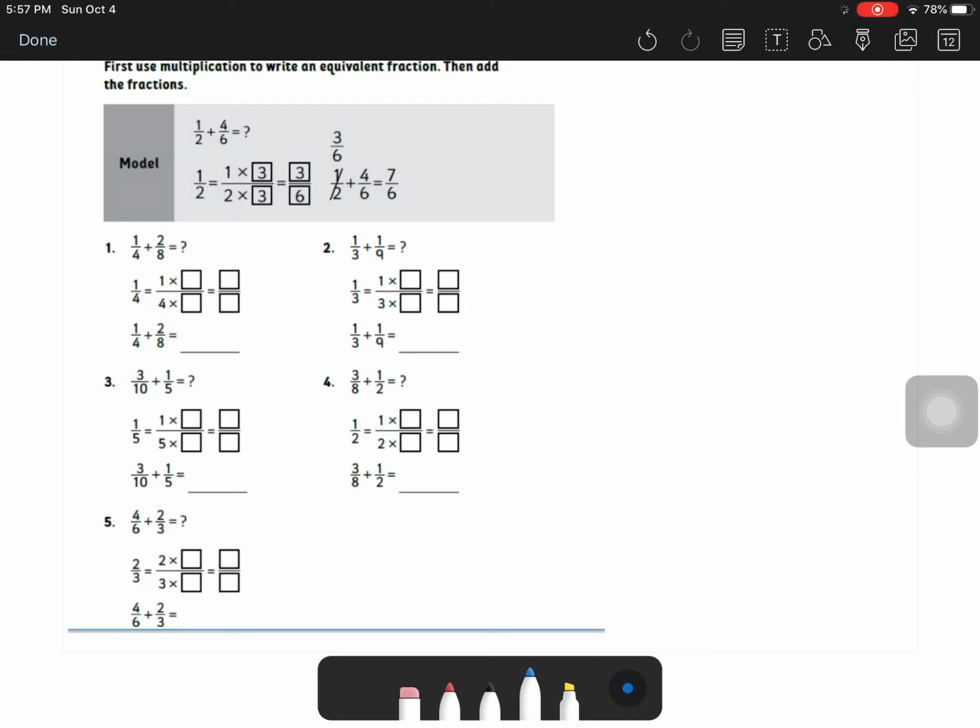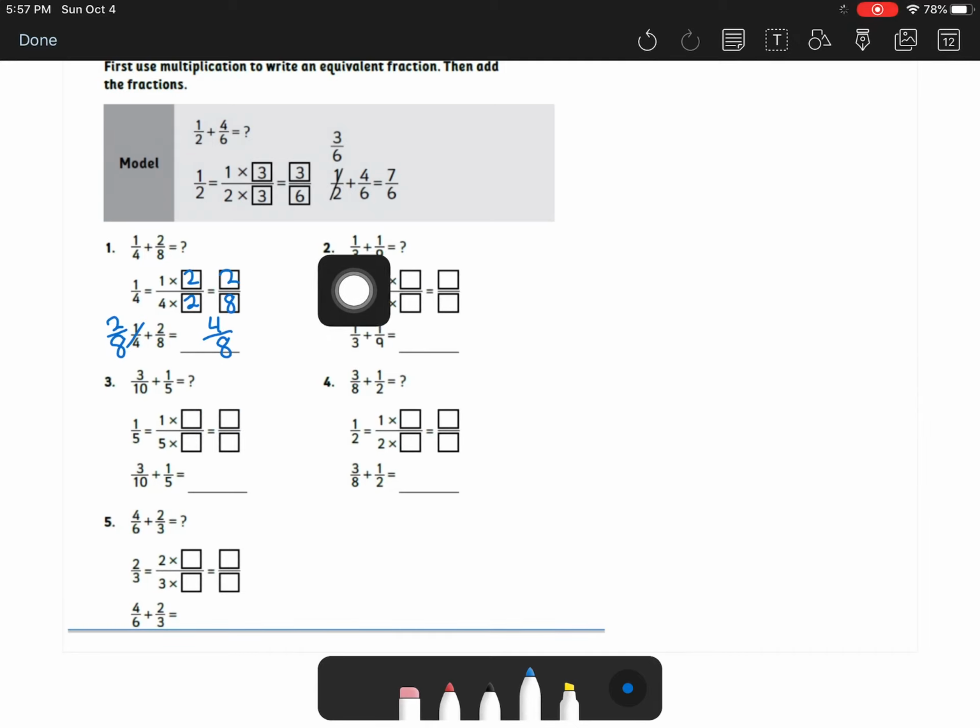And so in the first one, we have 1/4. And we're adding to that 2/8. So we need to change that 4 into an 8. So we're going to multiply by 2, top and on the bottom. So 1 times 2 is 2. 4 times 2 is 8. Okay, so now instead of 1/4, I'm going to say that's equivalent to 2/8. So 2/8 plus 2/8 would be 4/8. Now I can add those together. All right, so all we do is add the numerators once we make our equivalent fractions.